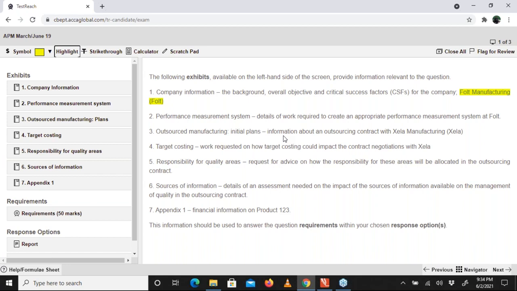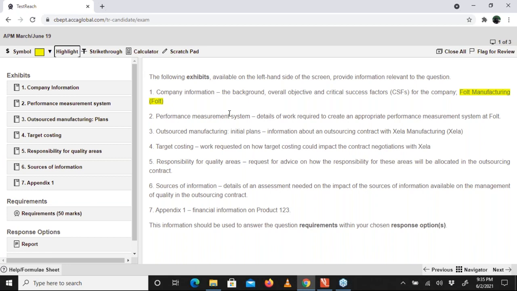Now try to have an understanding. What does it say? It says the company information, the background, overall objective, and the critical success factors for the company. Fault Manufacturing, performance measurement system. Here is the system for you now.